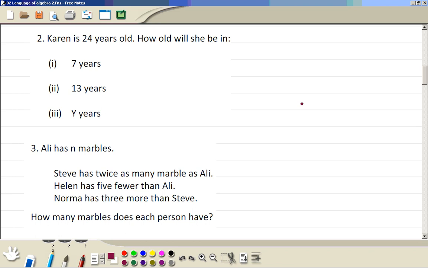Let's do number 2. Karen is 24 years old. How old will she be in 7 years? So the answer is going to be 24 plus 7, so that's 31. And in 13 years, it will be 24 plus 13, so that's 37. And in y years' time, that will be 24 plus y.